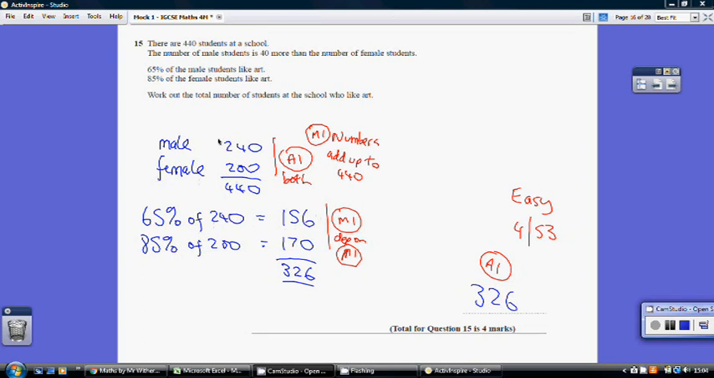Moving on to the females, 85% of those like art, so we need 85% of 200. How do you work out 85% of something? Do 0.85 times 200, giving you 170. So these are the boys who like art, the girls who like art, so the total number of students who like art, you add these two together to get 326.